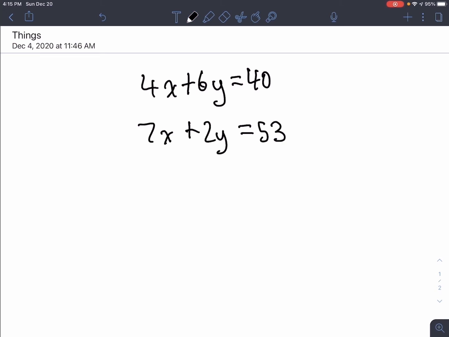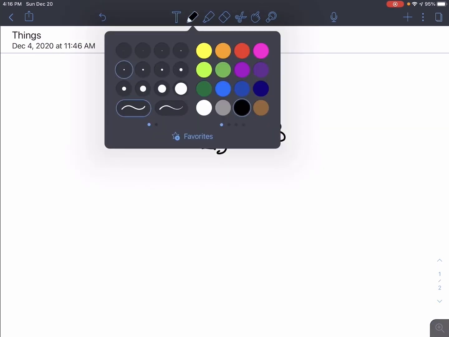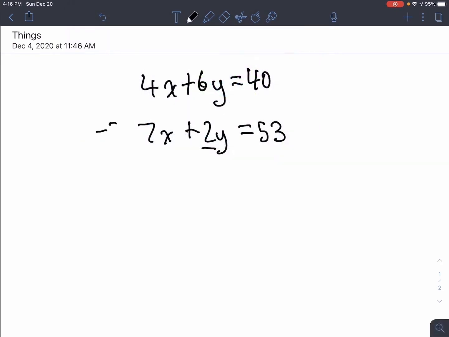Since we don't have inverses of each other, we should choose one variable to eliminate. I'm going to choose the y variable to eliminate, because if you multiply 2 by negative 3, you get negative 6, which is an inverse of 6. So we're going to multiply the entire second equation by negative 3. So if we do that, we would get negative 3 times the entire equation.